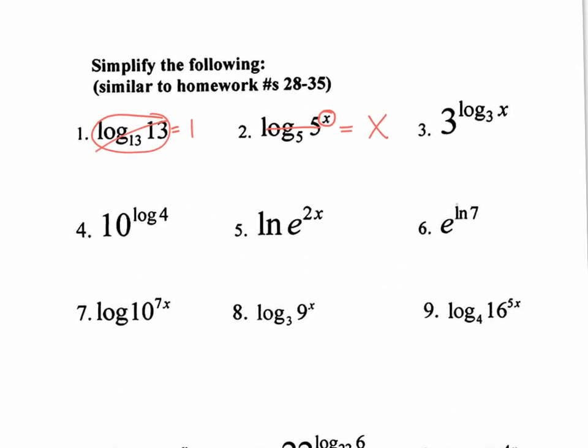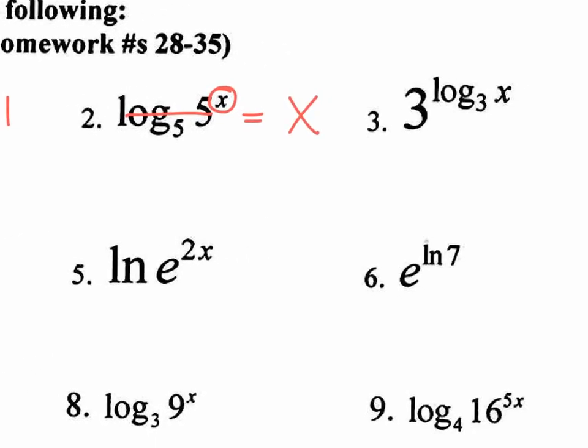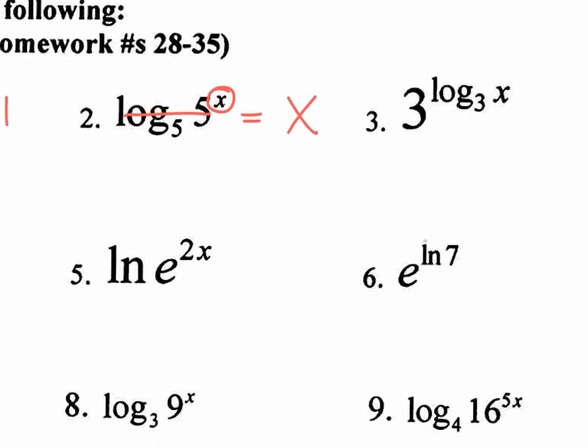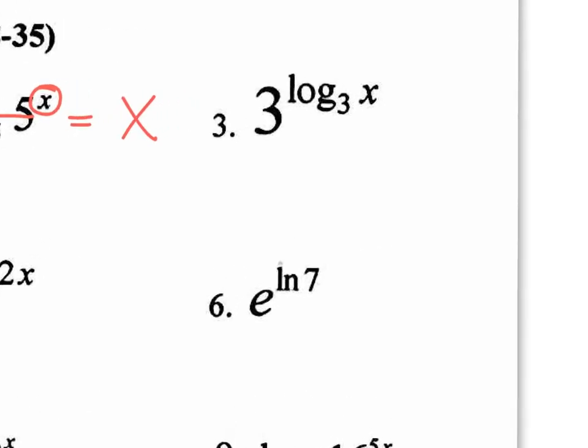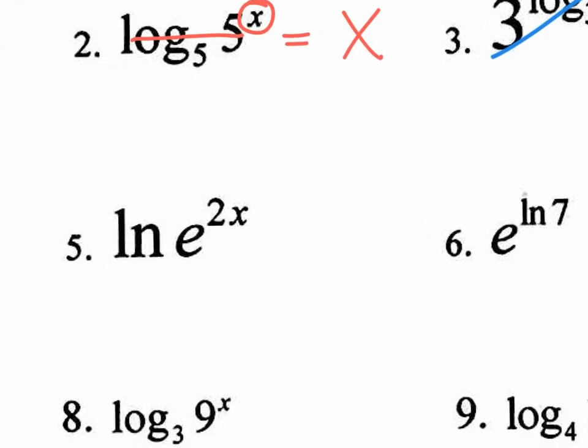That when you have log base 13 of 13, it cancels out. When you have log base 5 of 5, it cancels out, and whatever's left comes down. On this one, same thing, 3 to the power of log base 3. Because you have the base 3 here, and as an exponent you have log with the base 3, those guys cancel out. And what's your answer? It's just x.